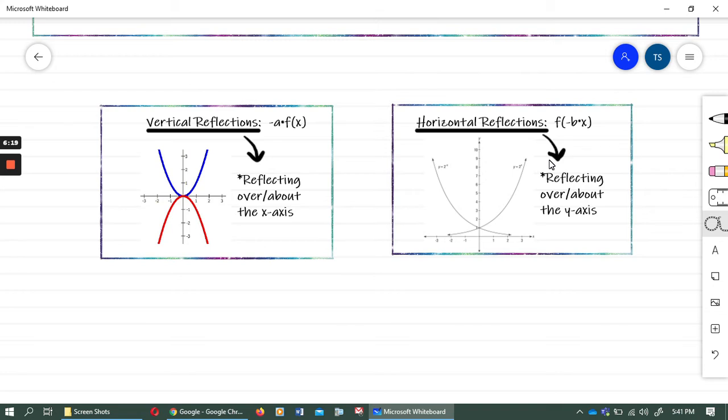So, guys, we're going to take a look at some specific parent functions and how those functions will look as a result of doing these types of reflections. We're going to look at specific examples and how those functions will look after we have performed these vertical reflections and horizontal reflections.